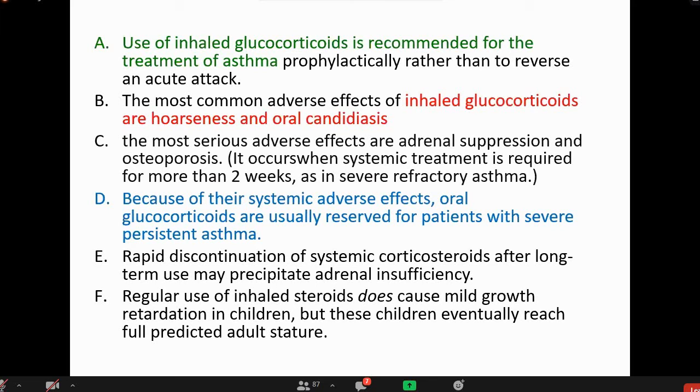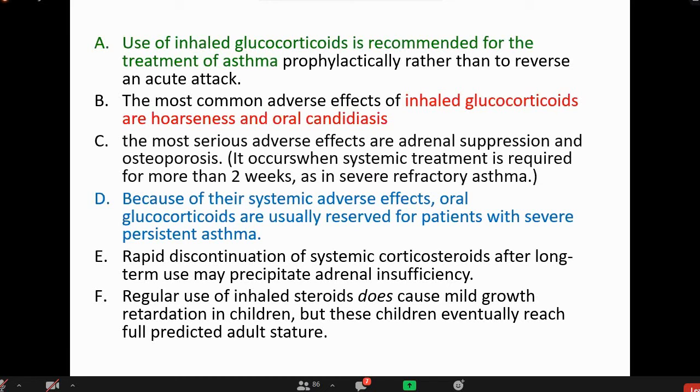Because of their systemic adverse effects, oral glucocorticoids are usually reserved for patients with severe persistent asthma. Now this is the point: rapid discontinuation of systemic corticosteroids after long-term use may precipitate adrenal insufficiency. Regular use of inhaled steroids does cause mild growth retardation in children. So this is another point.